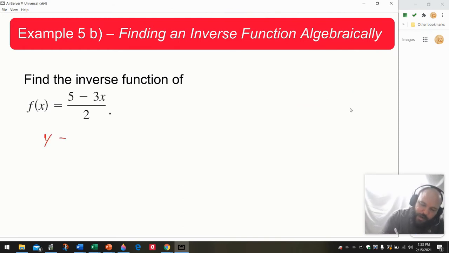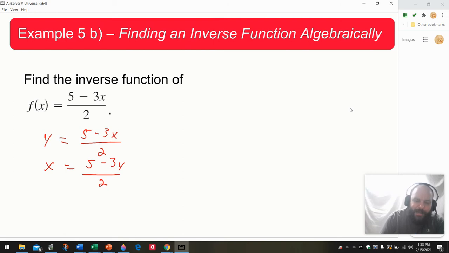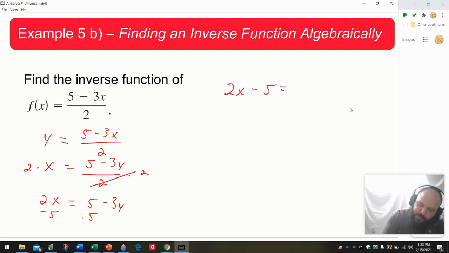First thing to do, we're going to drop the function notation. Then I'm going to switch the x and y's. And then I'm going to go ahead and solve for y again by multiplying both sides by 2. So I'm going to get 2x is equal to 5 minus 3y. Subtract 5. So I get 2x minus 5 is equal to -3y. And then I'm going to divide by -3. And I'm going to get y equals (2x minus 5) over -3.